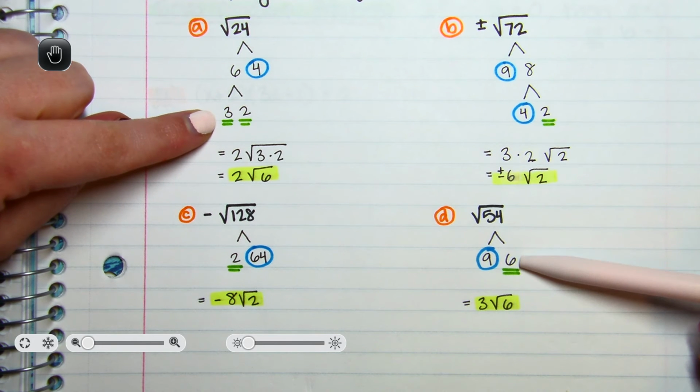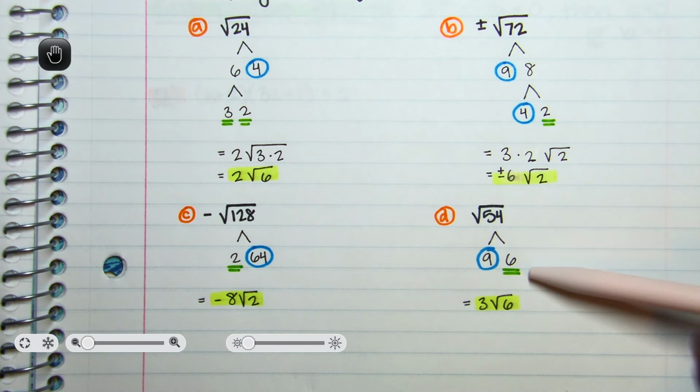Now I want to point out, for part A, 6, I broke that down further as 3 times 2, versus for part D, I just left it as 6. The reason why for part D I left it as 6 is because I already know that's not going to break down any further and give me any other perfect squares. So I'm just going to leave it alone and leave it as 6.